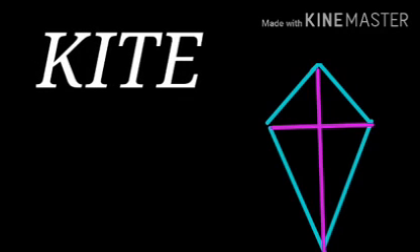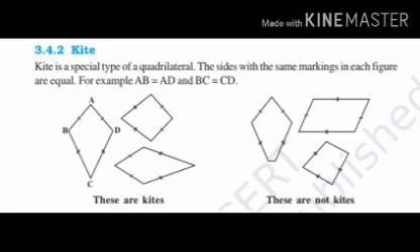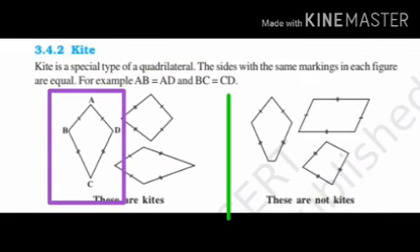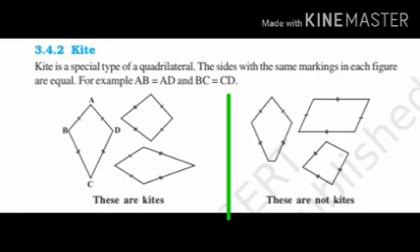The next quadrilateral is a kite. Its property is that its two distinct consecutive pairs of sides are equal to each other. Also, its diagonals are perpendicular to each other. See the first figure. AB is equal to AD and BC is equal to CD. The right hand side figures are not kites because either the opposite sides are equal or three sides are equal to each other.